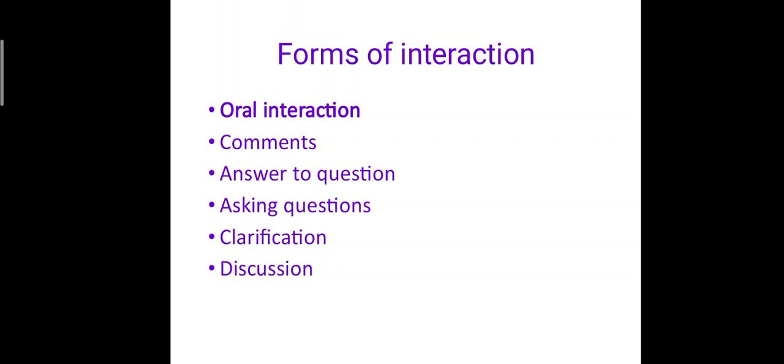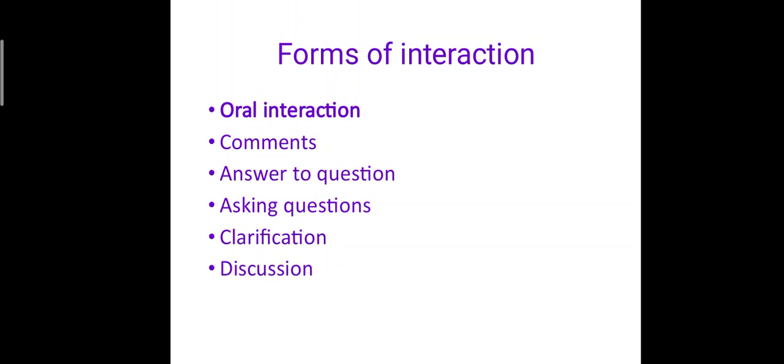Then answers to questions. Usually teachers ask questions to students, so answering questions is another oral interaction. Asking questions is also a form of interaction in the class, an oral form of interaction.